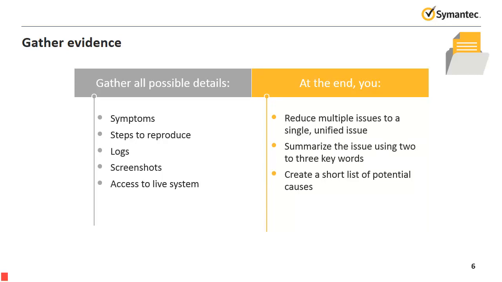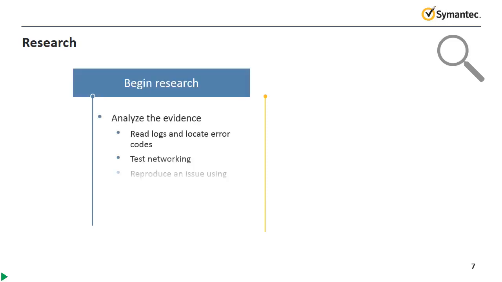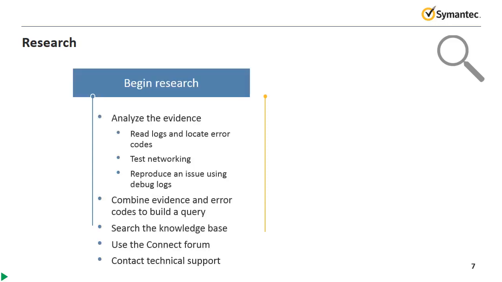It's a good idea to also summarize the issue using several keywords. That way you have a problem statement for the research phase. You can also create a short list of potential causes to help identify what caused the issue. Next, analyze the evidence. State the root cause and create an action plan to implement the fix.